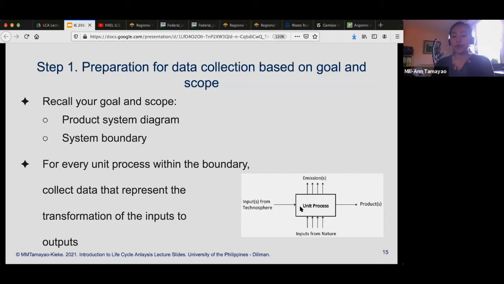You have your unit process, and then you have your inputs, you have your outputs, okay, including your product, your emissions, and then you also have inputs from nature. So this one is from Technosphere. Of course, this can be rearranged now, but the general illustration of a system, or a unit process, can be as such.